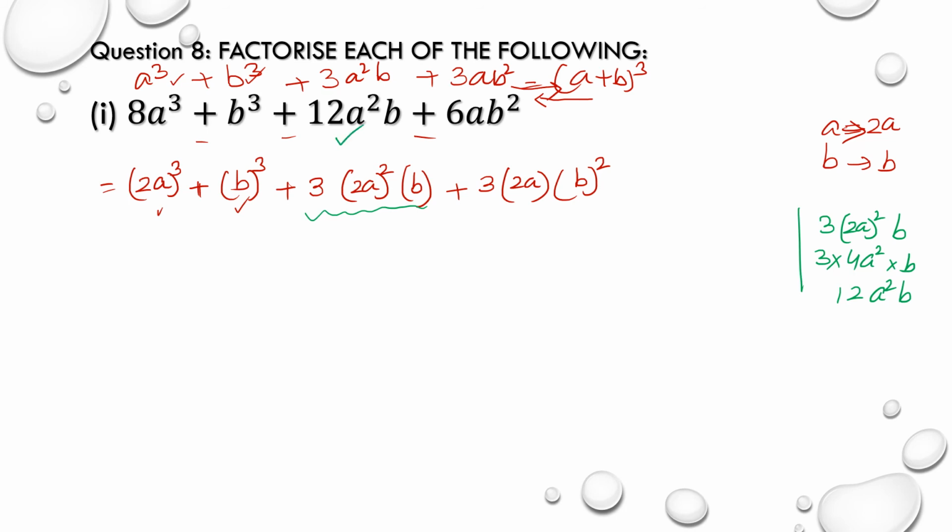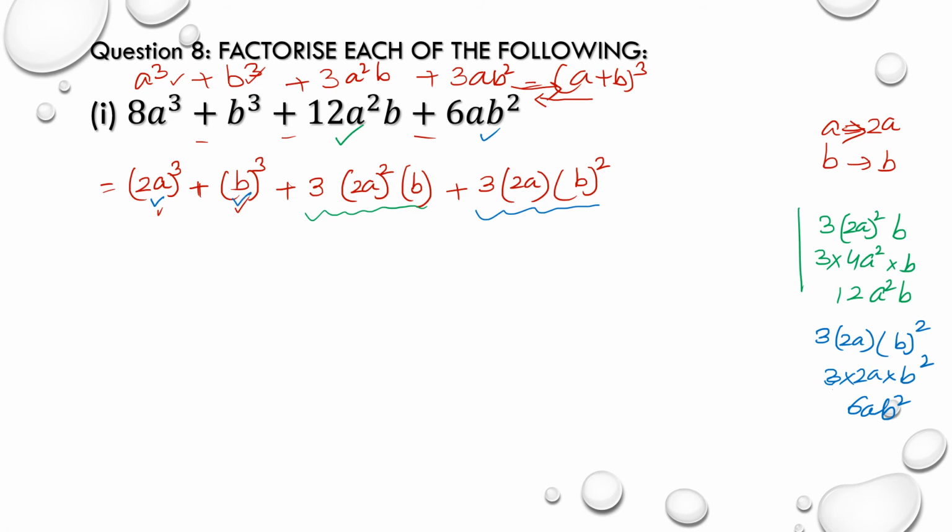Now let's write this one. 3 2a plus b whole square. Let's multiply these in rough work. आप इसको मेंटली कर सकते हो, अभी सिर्फ मैं समझाने के लिए रफ में लिख रही हूँ. Right? So if we multiply these three, we get 6ab square. We have 6ab square in the question. It means हमने 2a whole cube भी ठीक लिखा है, हमने b whole cube भी ठीक लिखा है.